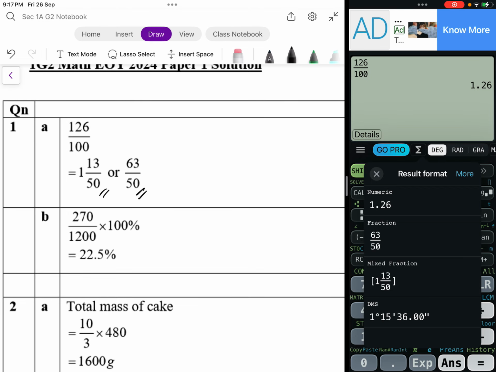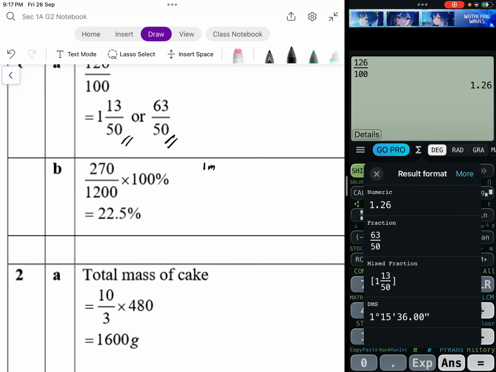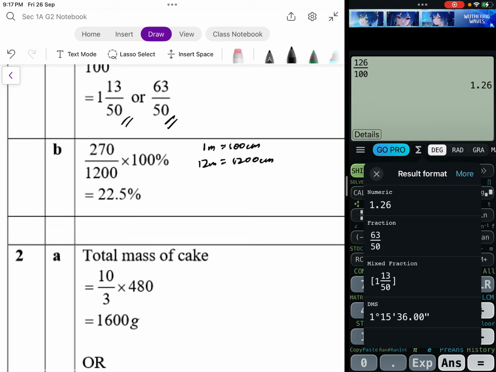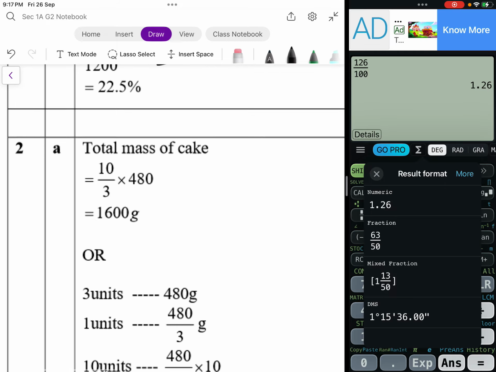Okay, 270 as a percentage of 12 meters. So 1 meter is 100, right? So 12 meters is 1200. So 270 over 1200 times 100%. Make sure you have 100%. You get 22.5.